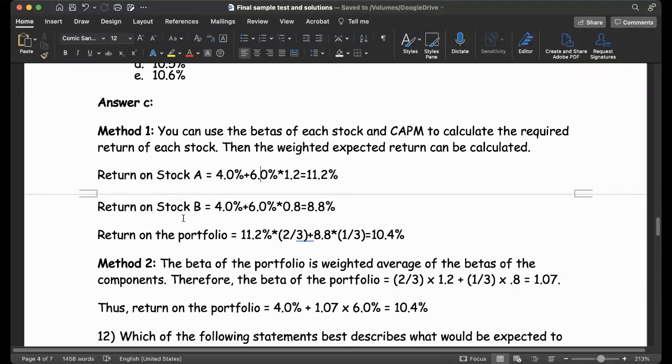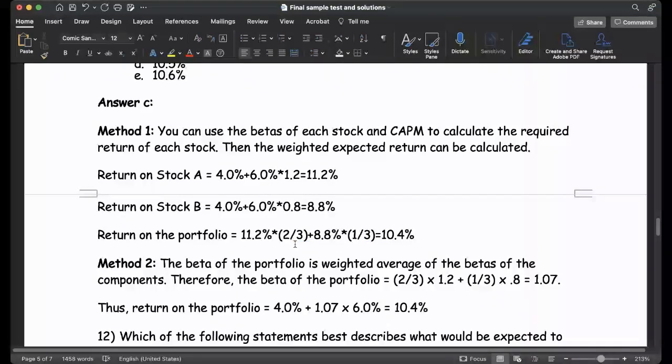The return on stock B can also be calculated as risk-free rate 4% plus market risk premium 6% multiplied by beta of stock B equals 8.8%. Return on the portfolio will be the two returns we just calculated multiplied by the weights of the two stocks.